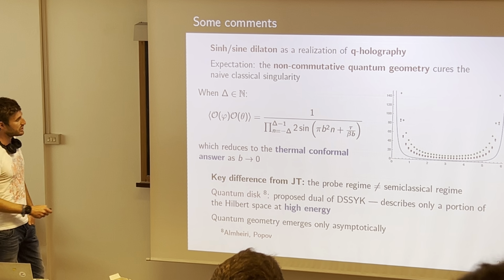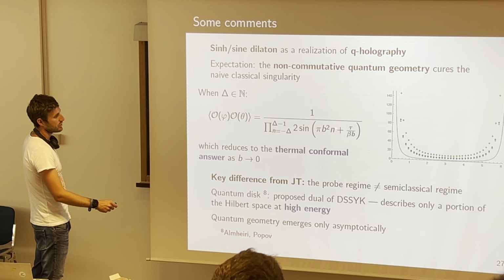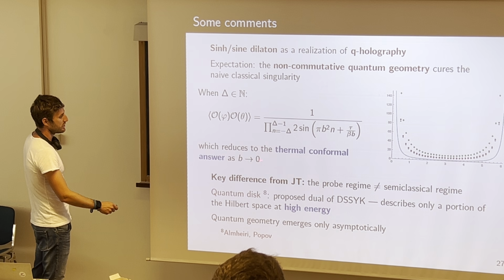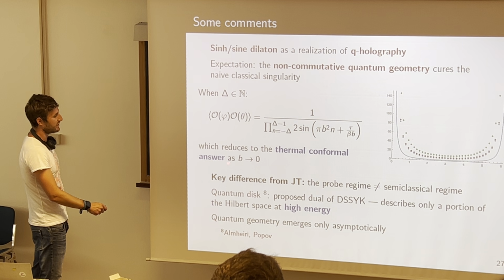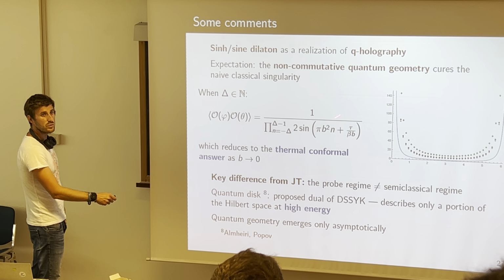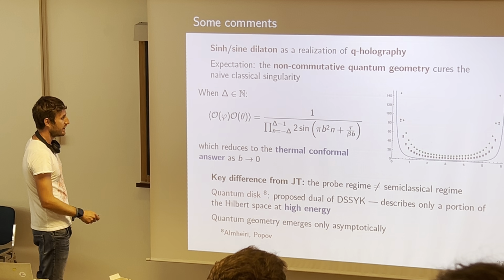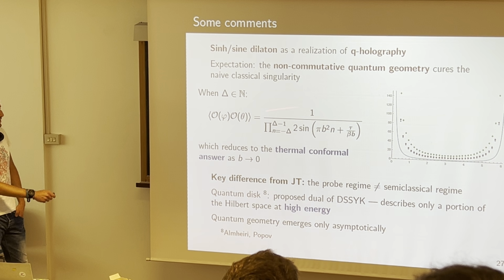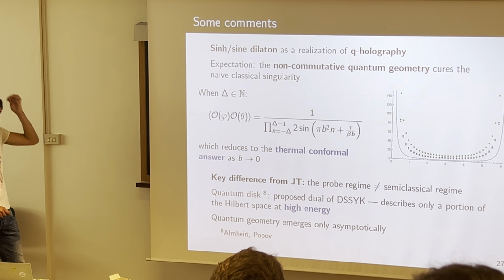So first thing to notice, we have a product of these sines with a shifted argument. But if you send b to 0, which is basically going to JT gravity, then you have a sine to the power of 2 delta, which is exactly the thermal conformal answer in JT gravity. So indeed, this goes to the correct limit.